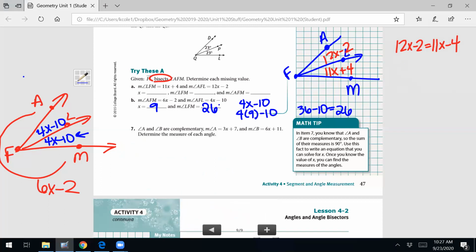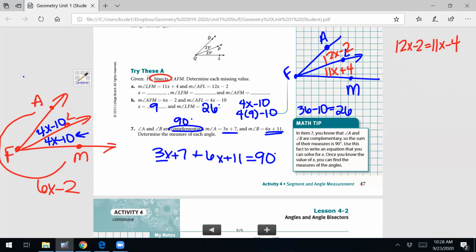All right, so number 7, it says the measure of angle A and angle B are complementary. So what does it mean to be complementary? Well, corner or 90 degrees. So it tells us both of those together, and then it wants us to figure out each measure. So we know that this 3x plus 7 plus 6x plus 11 has to equal 90 because they are complementary.